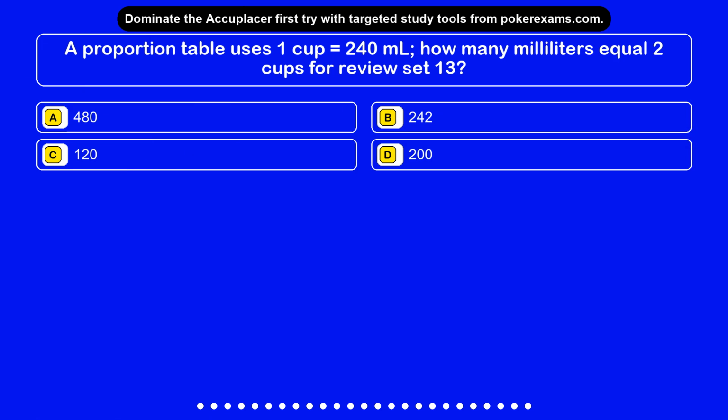Question 5. A proportion table uses 1 cup equals 240 ml. How many milliliters equal 2 cups for review set 13? Option A, 480. Option B, 242. Option C, 120. Option D, 200.